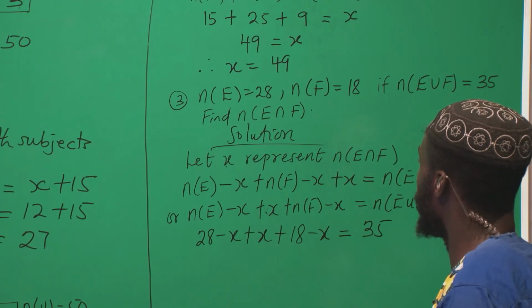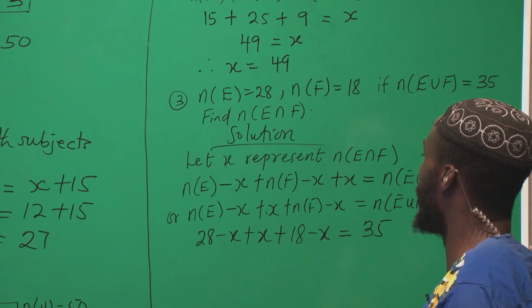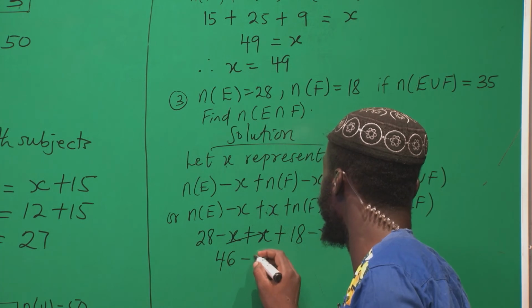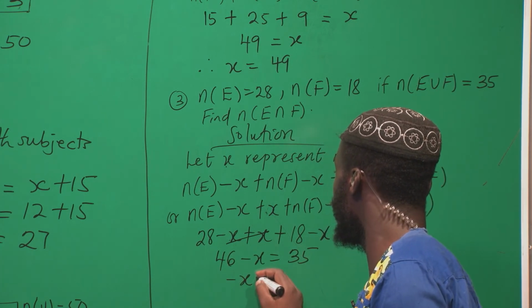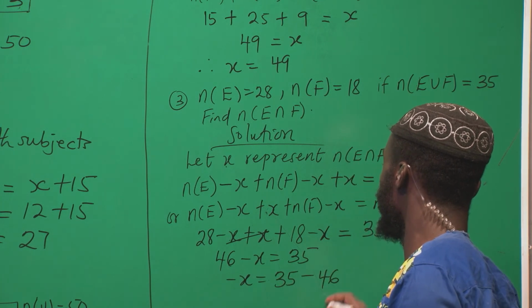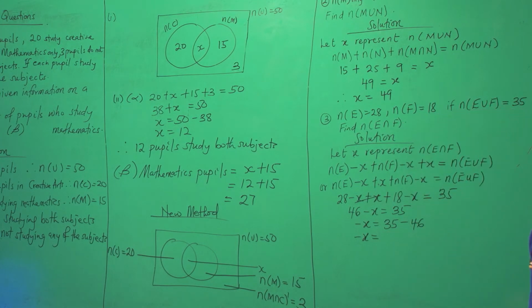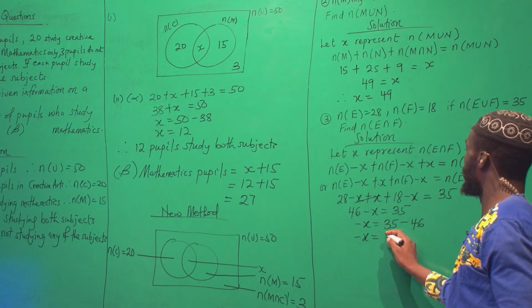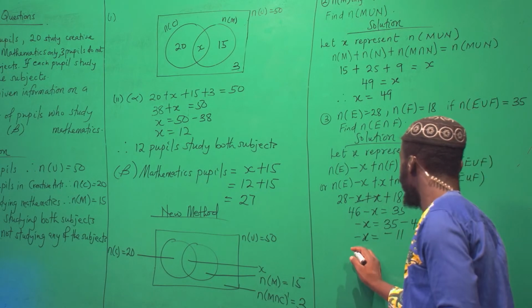28 plus 18, that is 46. So this goes away, then I'll get my 46 minus X is equal to what? 35. Then I get negative X is equal to 35 minus 46. I'm owing 46 and I'm paying 35. I'll still owe. So I have my minus there. I owe 11.